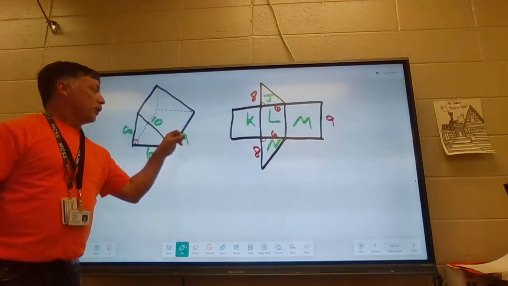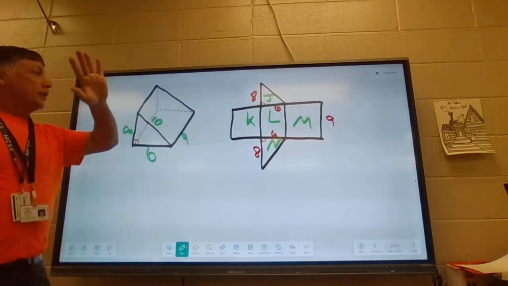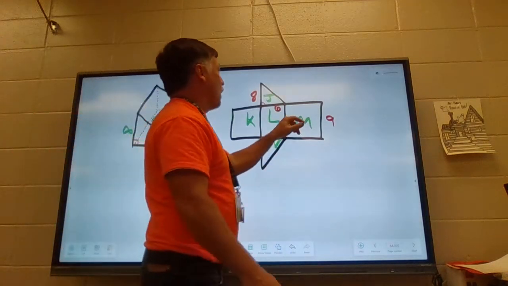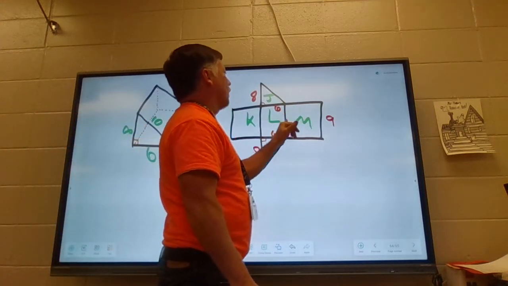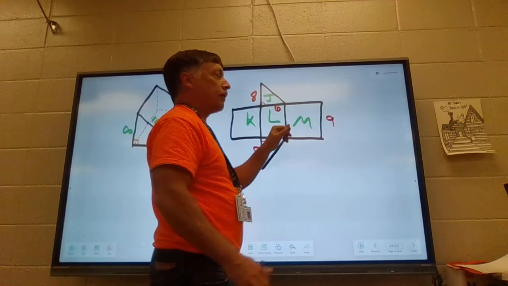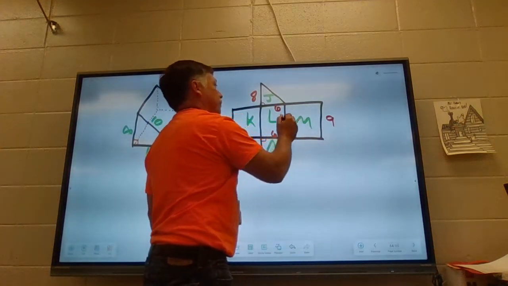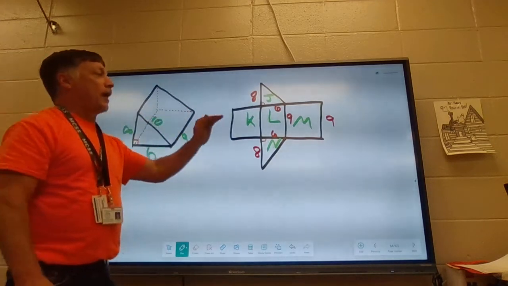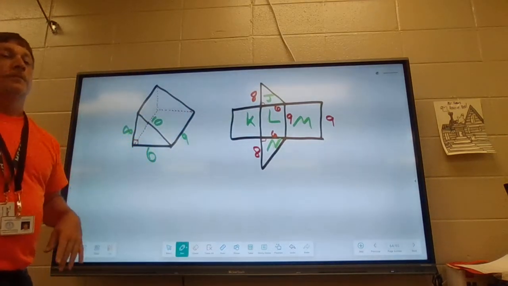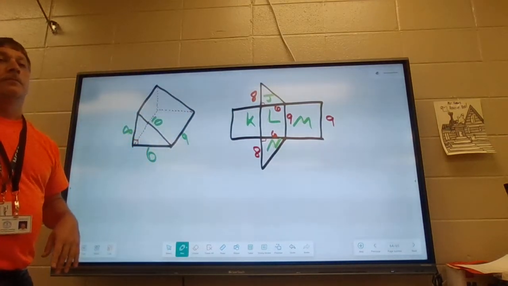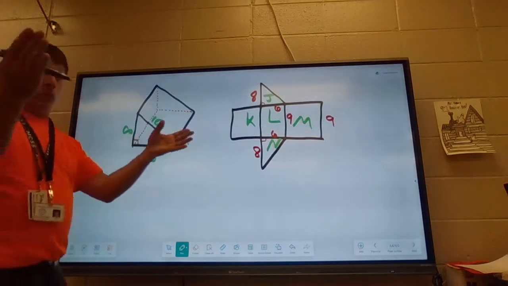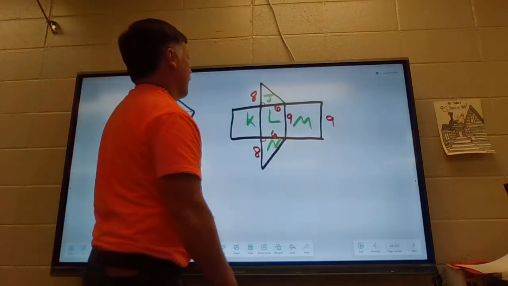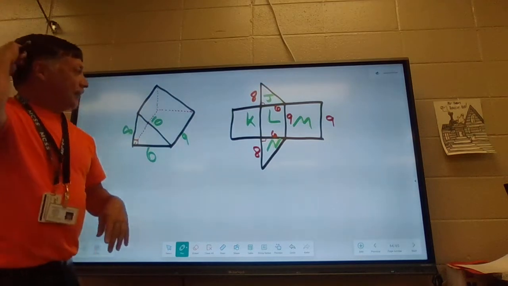So you're saying it's this right here? Yes. Okay. But if you think that's 9, then what would be the parallel side to that? 9. How do you know? Because it's the same. So what do we know about parallel sides in a rectangle? That they're going to be the same number. They're equal. Okay. All right. Cool. So we got some numbers there.